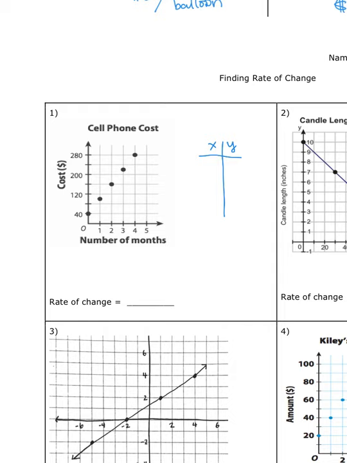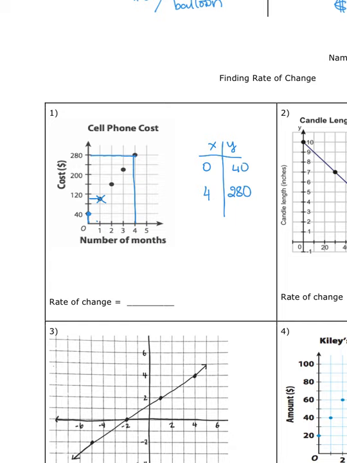Okay, let's read the points. This point right here, x is 0, y is 40. This point right here is hard to see, so I don't choose it. I like to choose this point right here, how about that? You can see it is 280 and then 4. So your x is 4, your y is 280.